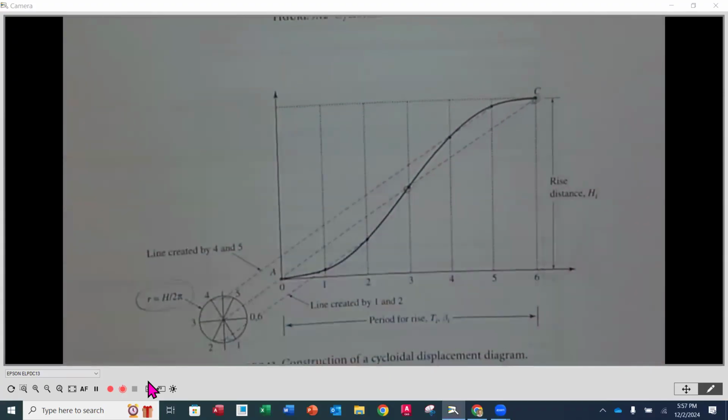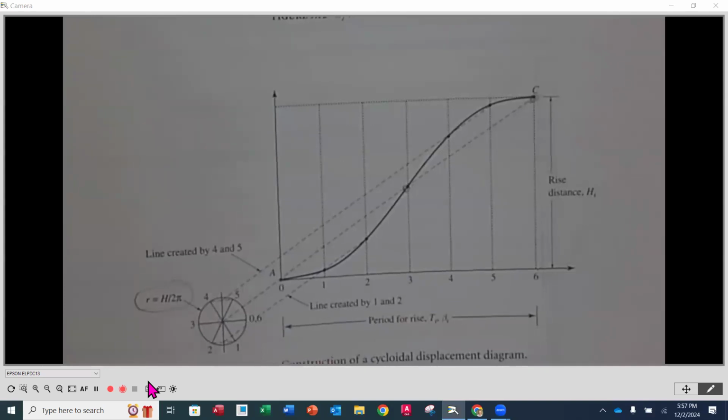Now, the next thing you're going to notice is that as we go around, we have 0, 1, 2, 3, 4, 5, and 6 comes back to that same point. So we divide this circle into 6 equal segments, which is going to be 60 degrees between each one. Now we're going to number starting with 0 and going counterclockwise around 1, 2, 3, 4, and 5.